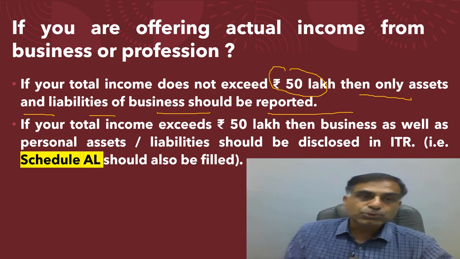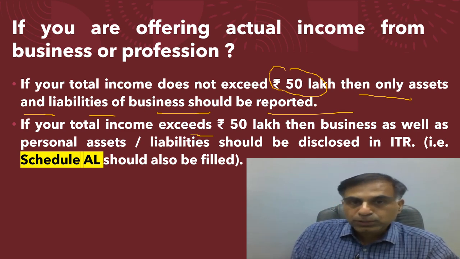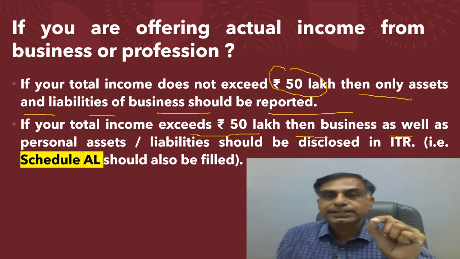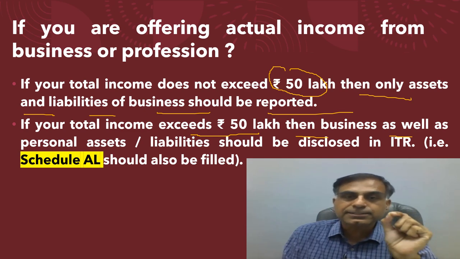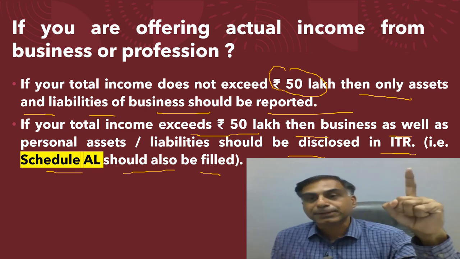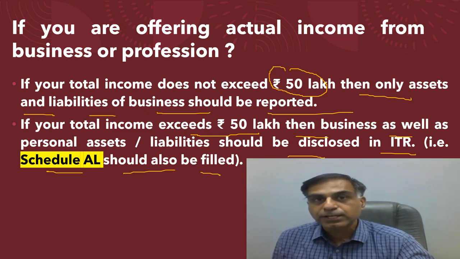But if I assume that you are offering actual income from business or profession and your total income is exceeding 50 lakh, then in the balance sheet portion of the ITR form, you are supposed to give the business balance sheet, business related assets and liabilities, but you are also supposed to give the detail of your personal assets in Schedule AL separately. So this is a very important understanding which we can develop with the help of this video.